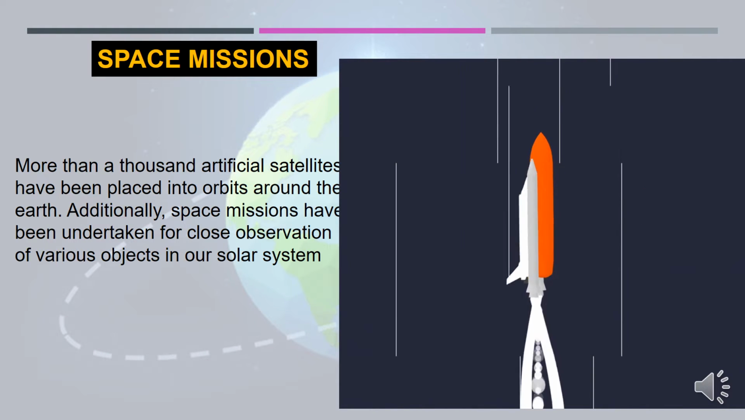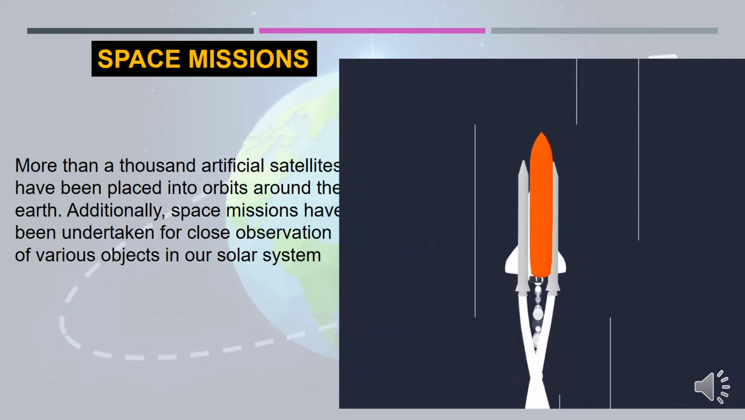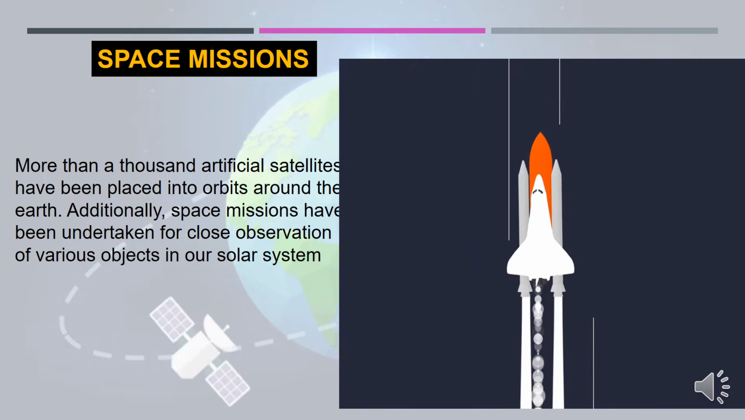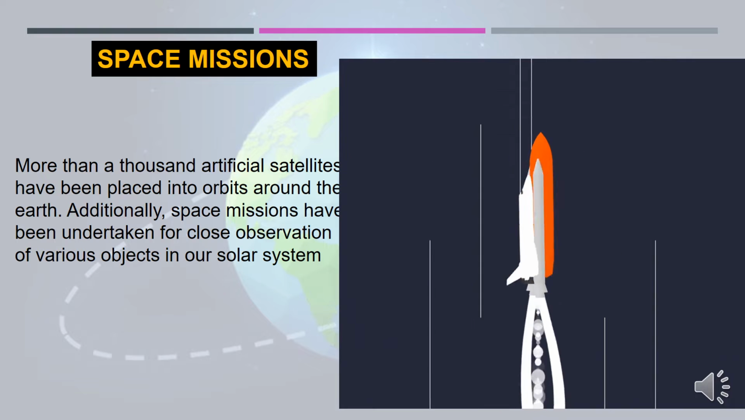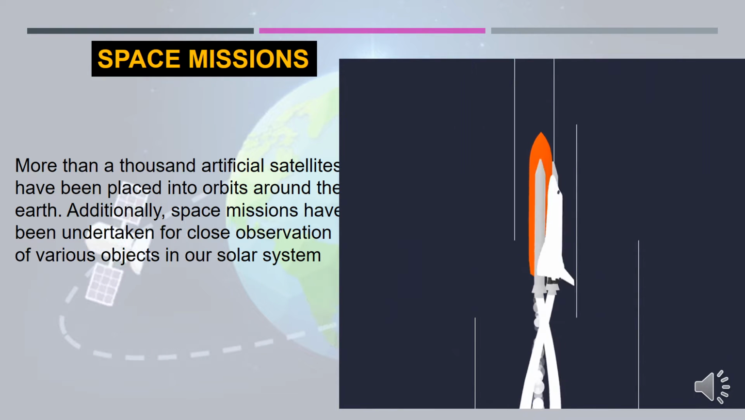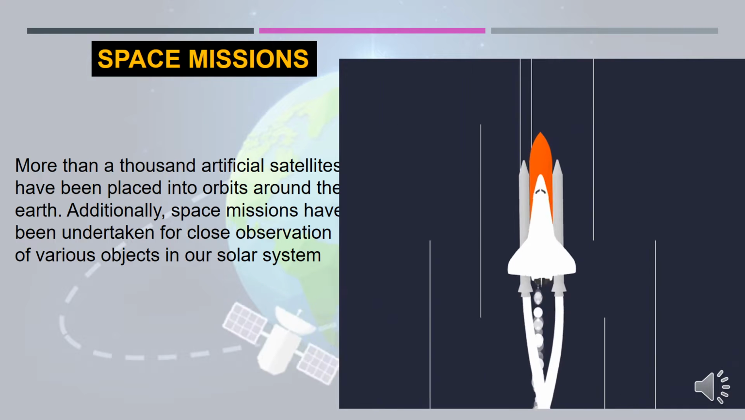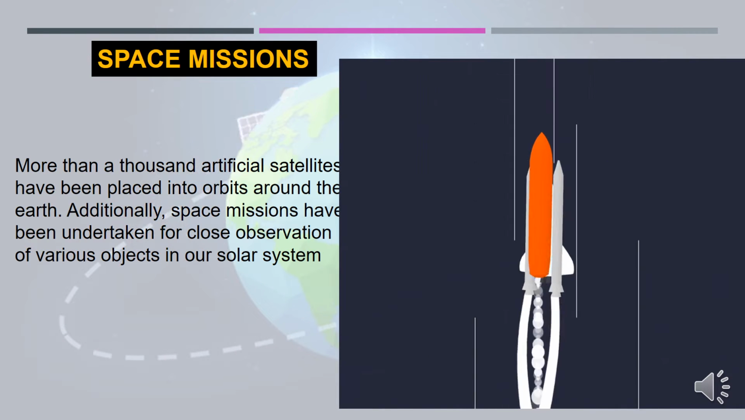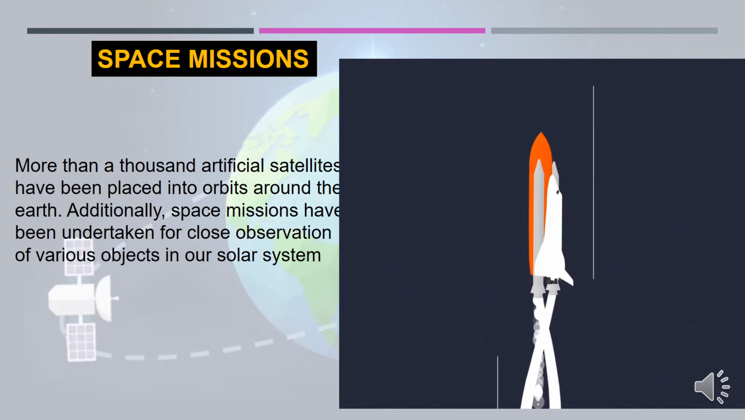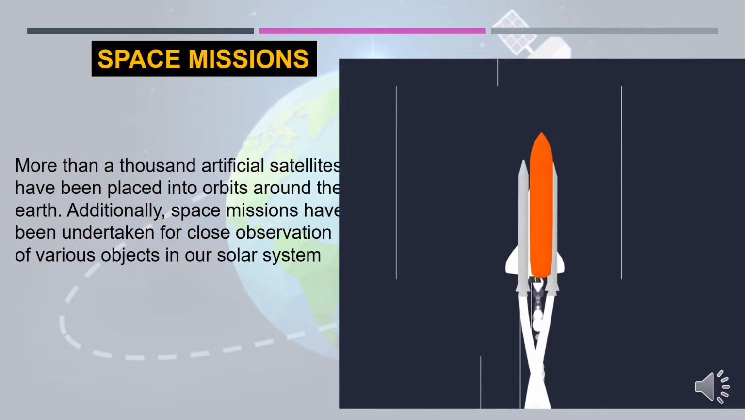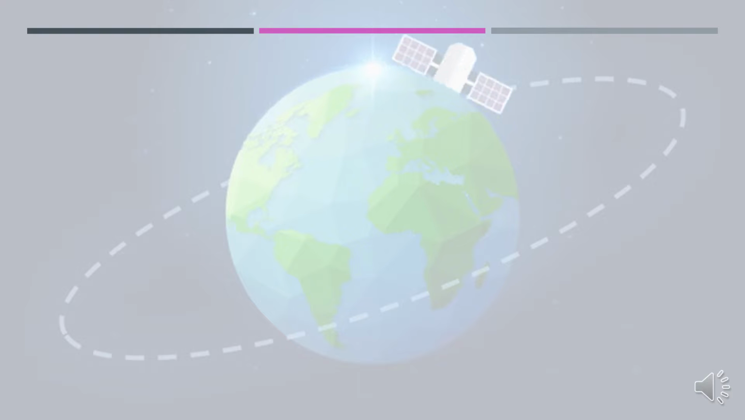Apart from that, there are additional space missions undertaken for close observation of various objects in our solar system. In the previous slide, as I told you, there are various things in our solar system, like different planets. ठीक है, जैसे कि हमारे closest planet, we have already seen that there are satellites which have landed on the planet Mars and on the Moon also. तो ये जो सारी चीजें हैं सोलर सिस्टम में, उनके ऊपर ऑब्जर्वेशन करने के लिए भी सैटेलाइट्स को लॉन्च किया जाता है और स्पेस में डाला जाता है.